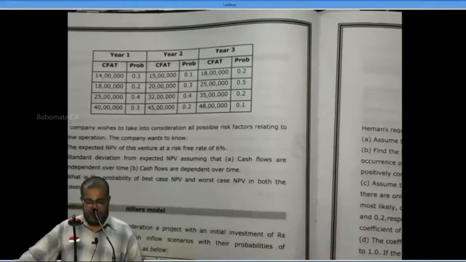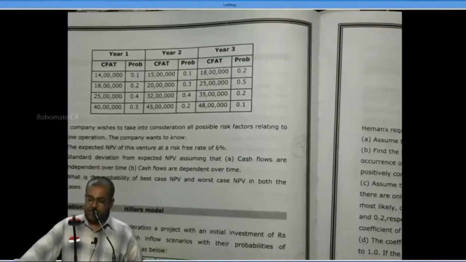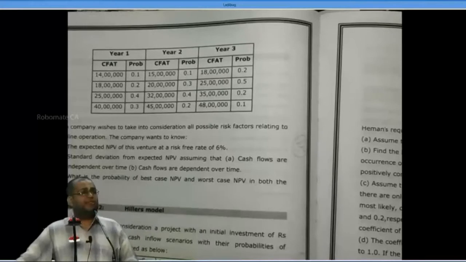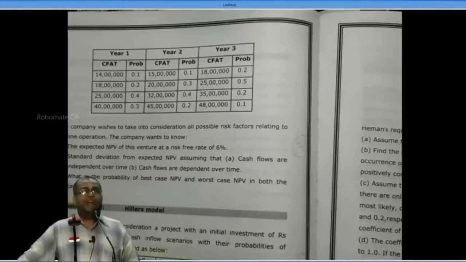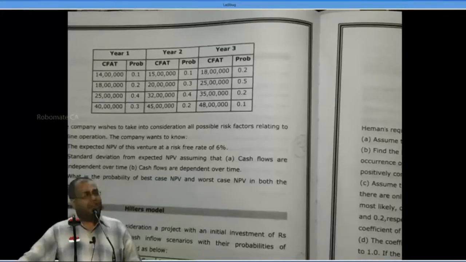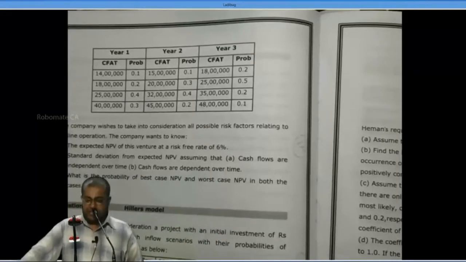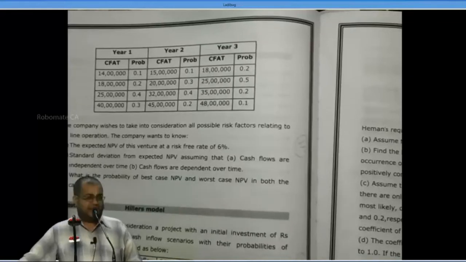Next is standard deviation from the expected NPV, assuming that cash flows are independent over time and B, cash flows are dependent over time. If cash flows are independent over time, what is standard deviation? Discount the standard deviation square root. And if they are dependent over time, what is standard deviation? Discount the standard deviation. Yes or no? Next is, what is the probability of best case NPV and the worst case NPV in both the cases? That's a question which has been given.